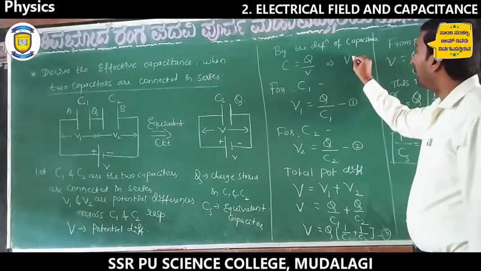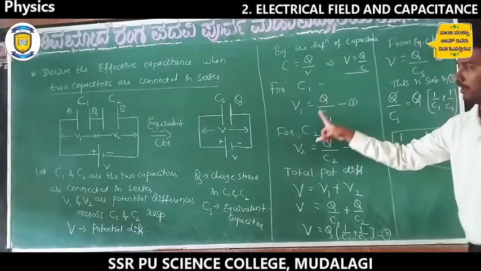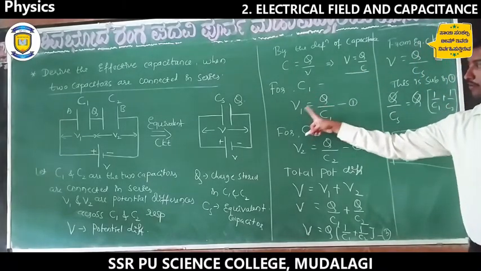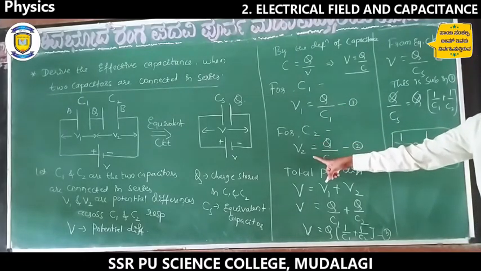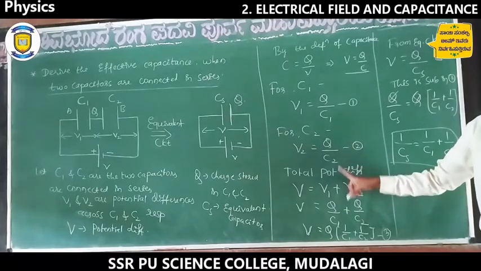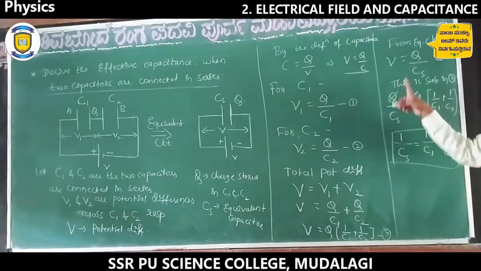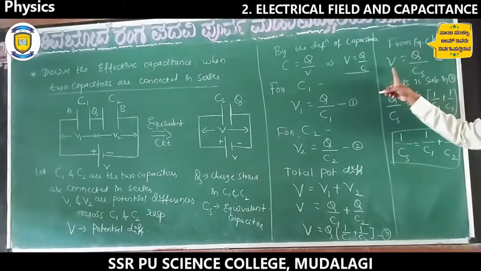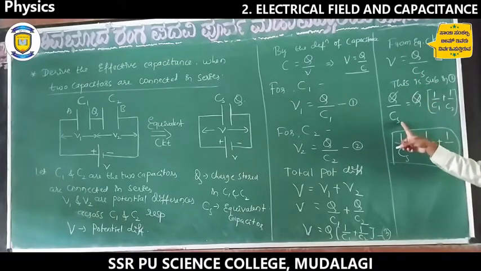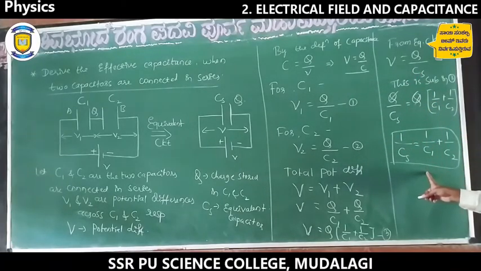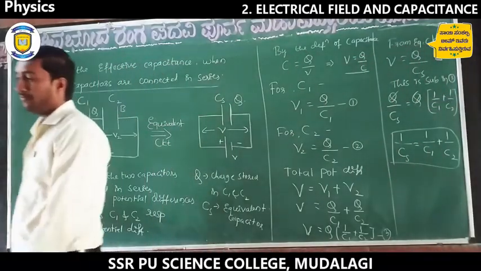So V is equal to Q by C, we use this equation. For C1, V1 equal to Q by C1, and for C2, V2 equal to Q by C2. So the total potential difference is V equal to V1 plus V2. Just rearrange that. From the equivalent circuit, V equal to Q by CS. If we substitute this, Q cancels. This is the final equation: 1 by CS equal to 1 by C1 plus 1 by C2.